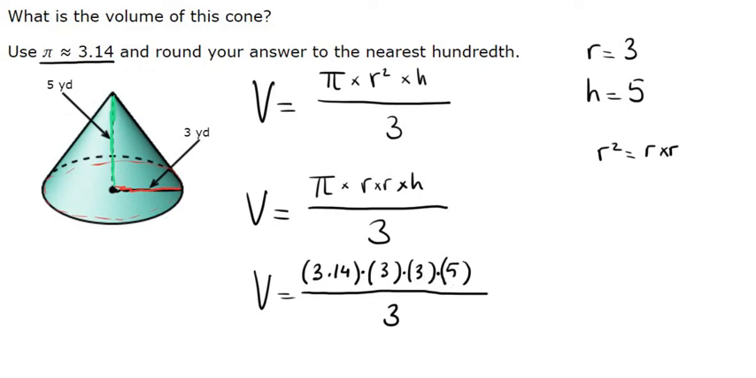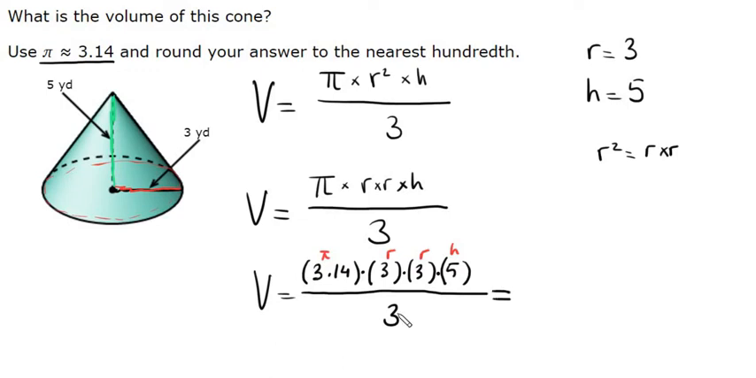Once again, this is our pi. This is the radius. This is also the radius. And this is the height, h. And we're going to divide that by 3 in order to find the volume.